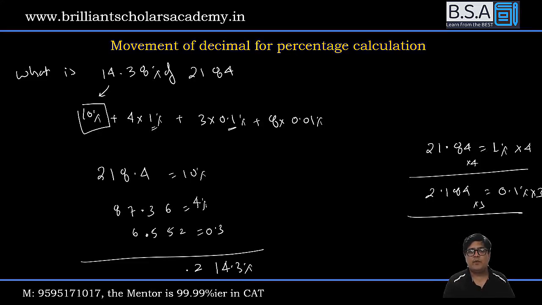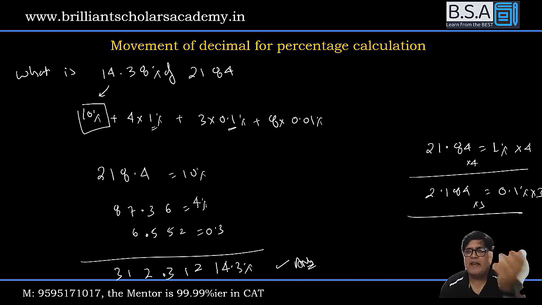So 2, 11 carried over 1. That is 8, 13 carried over 1. 15, 21, 2 carried over 2. 1 carried over 1. 312.312. Such a beautiful number. 312, observe. That's your answer. That is 14.3%. This way of calculation is called calculation by parts.